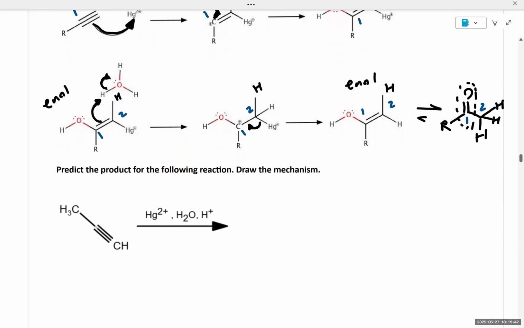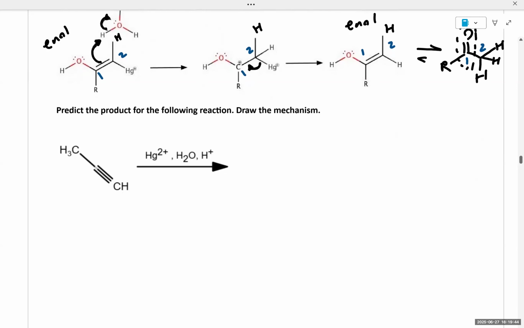So let's practice what we've learned and let's try to predict the product of the following reaction and draw the mechanism. And you can stop in this case drawing the enol, and you can just draw the ketone product from the enol if you prefer. So pause the video, work through this example, and then we'll discuss.